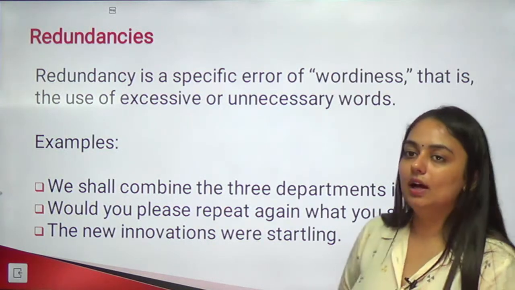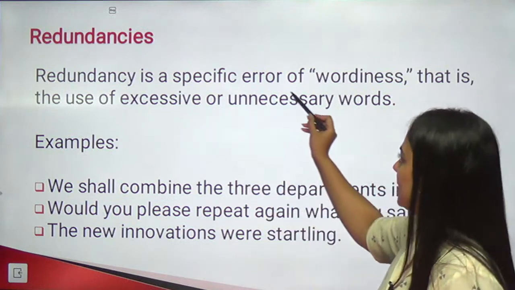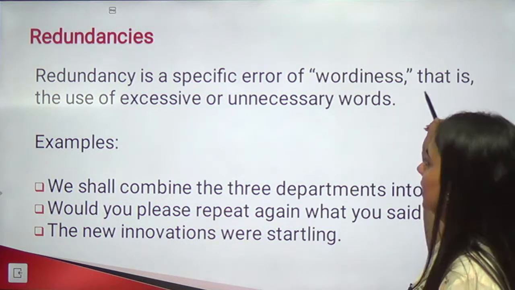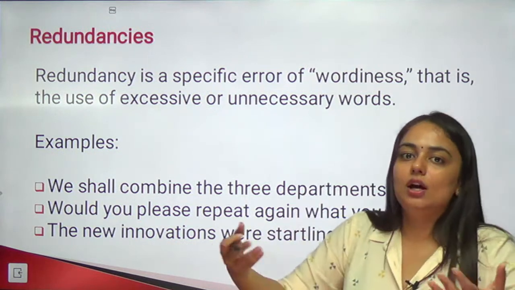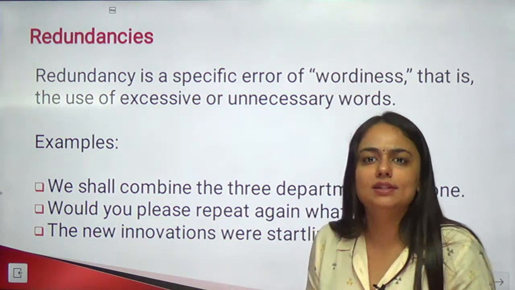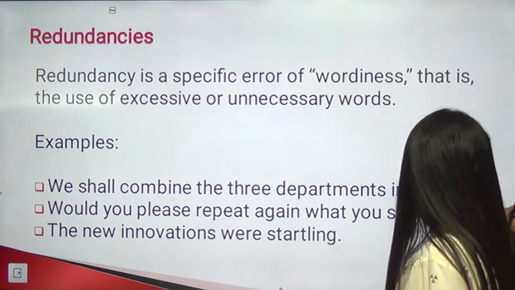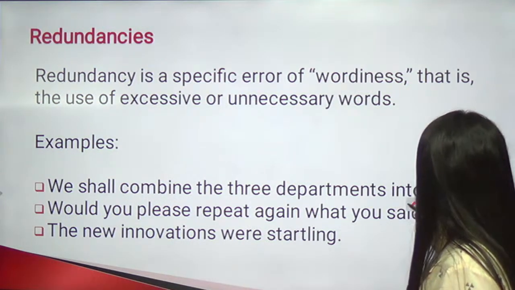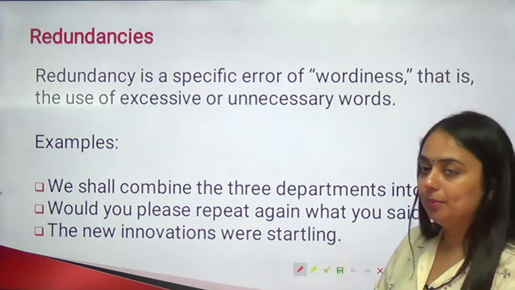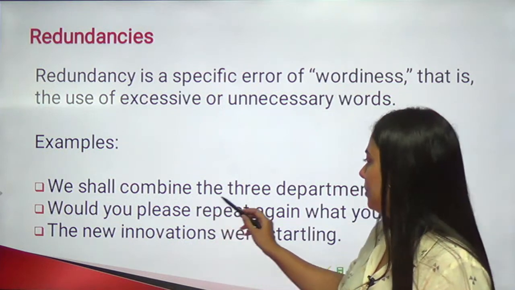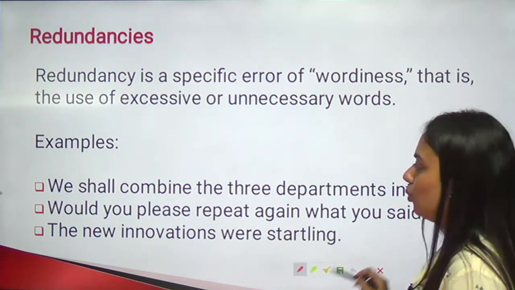Now let us see redundancy. Redundancy is a specific error of wordiness, that is the use of excessive or unnecessary words to convey the same thing, that reduces the meaning, deteriorates the meaning of the sentence. Examples of this: we shall combine 3 departments into one.